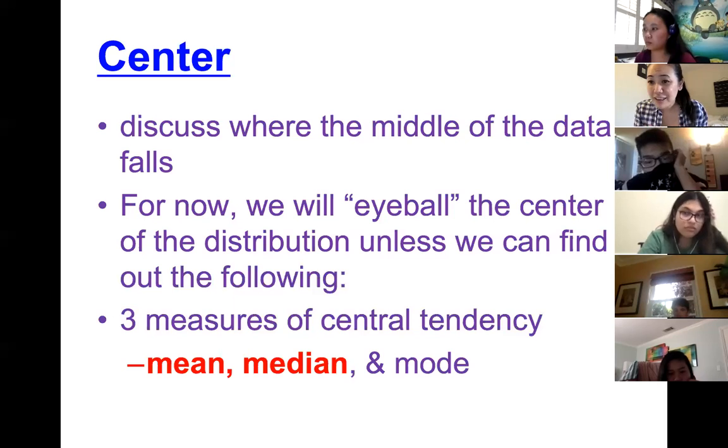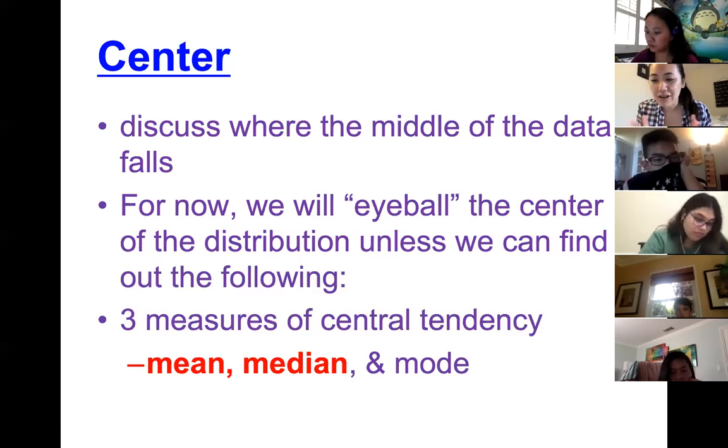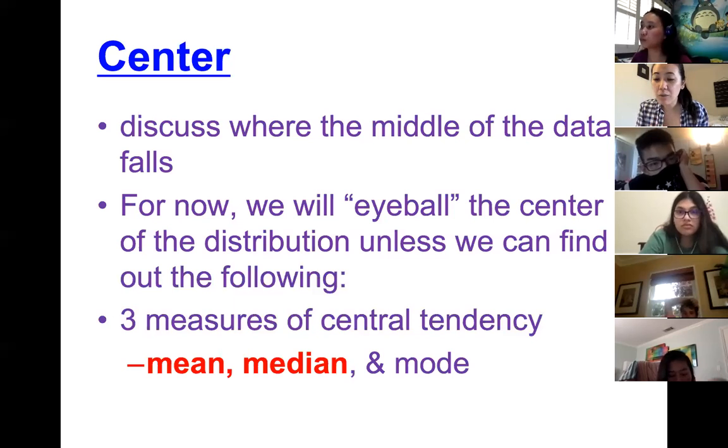Now, be careful here, guys. When I say, eyeball where the center is, please always give me one number. Give me one number when you estimate that center. Do not tell me the center is around 60 to 65. Don't give me a range there. Give me one specific estimate for that center, okay? So one number for center.